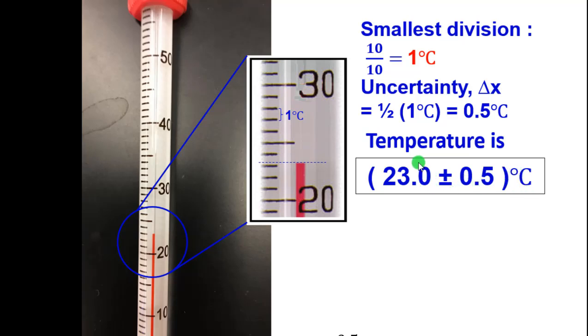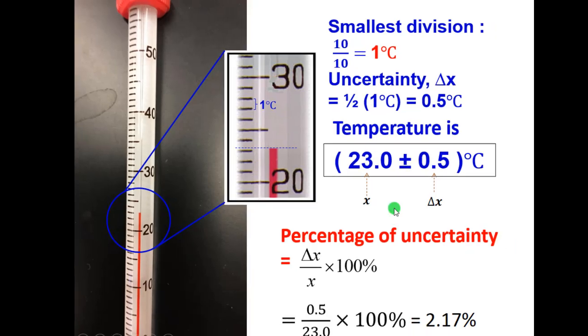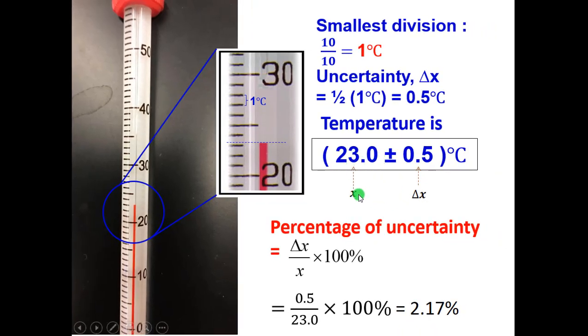So the decimal place for our measured value must be consistent with the uncertainty. So 23.0 will be our measured value, 0.5 will be the uncertainty. The percentage of uncertainty can be calculated by taking the uncertainty 0.5 divided by the measured value 23.0 multiplied by 100%. So the percentage of uncertainty for this reading will be 2.17%.